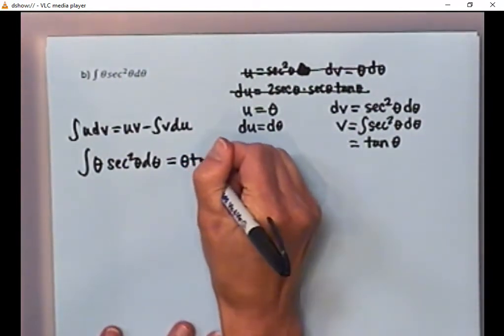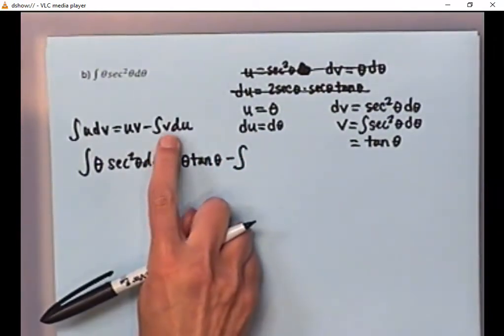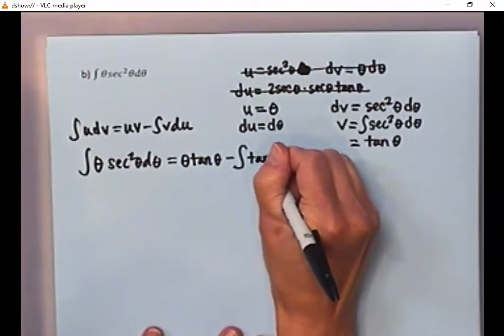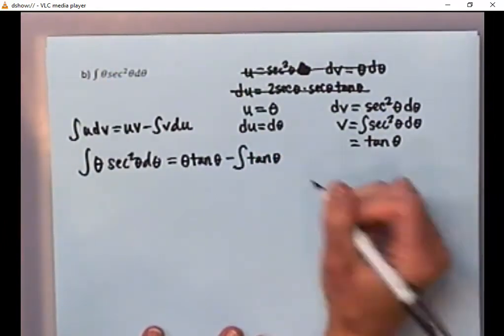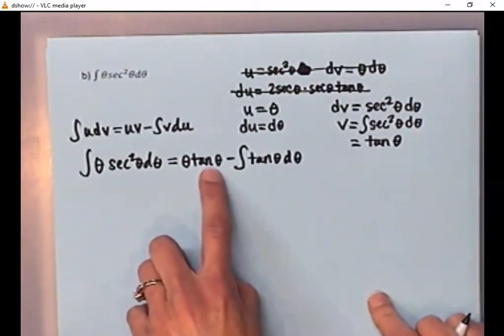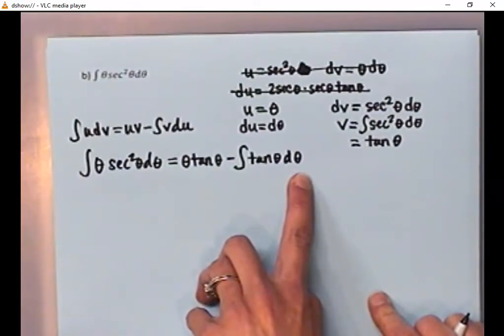Yep, good. Minus the integral, Ethan, what's v du going to look like? That's exactly right. Very good. So filling in those pieces, he got theta tangent theta, minus the integral of tangent theta d theta. Looking good so far? Okay.